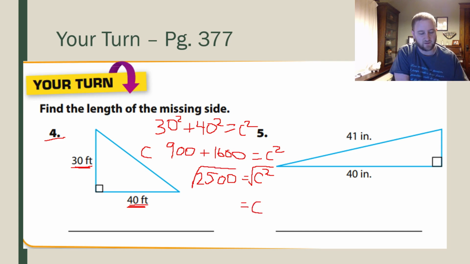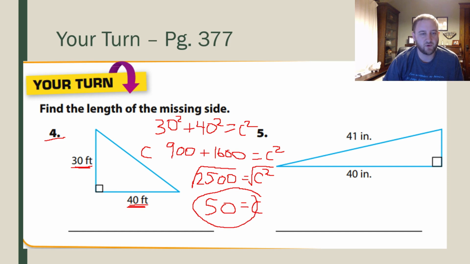So the square root of 2500, let me just check that real quick, is 50. So for the missing side for number 4, you should have had 50. All right, let me just clear out all this.